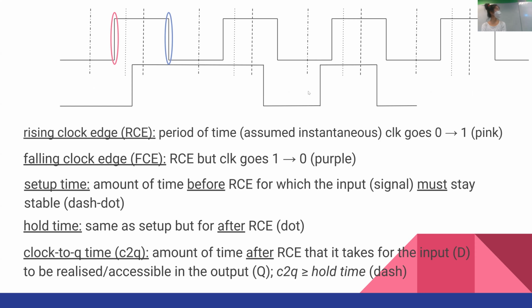Right here, this is an example of an input that does violate timing conventions. Right here, it violates the setup time convention, because we have a low value, and theoretically it should stay low all the way to when the hold time is over. But here we can see it changes in the middle, and that's not good. So that violates the setup time convention.